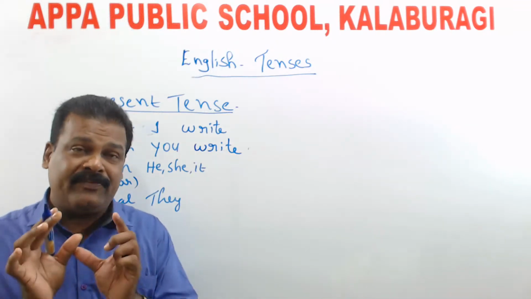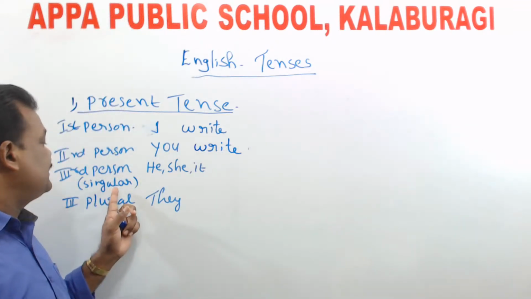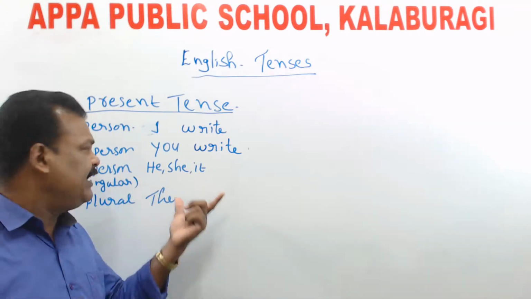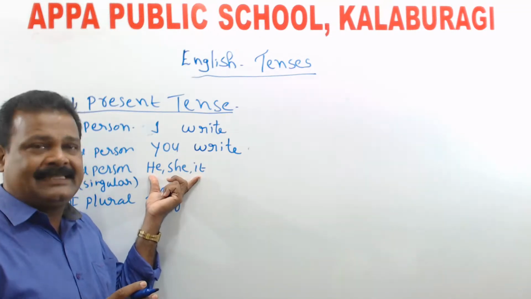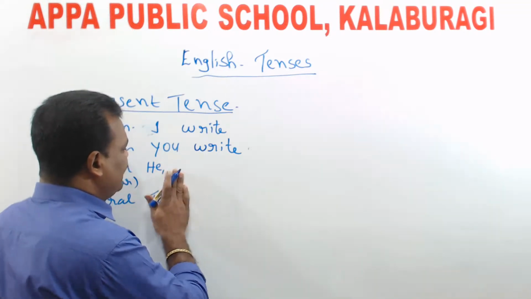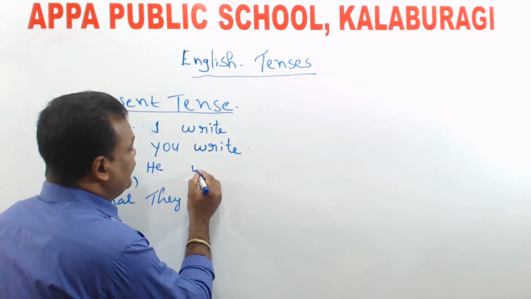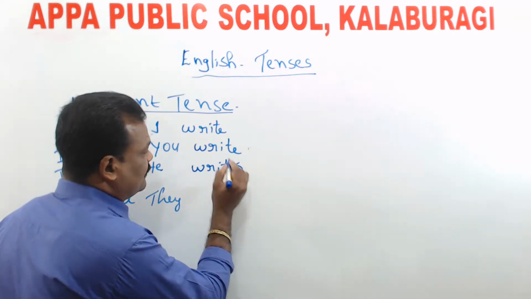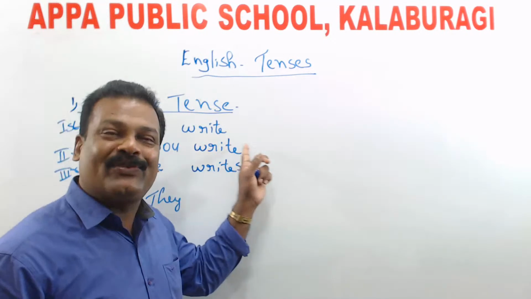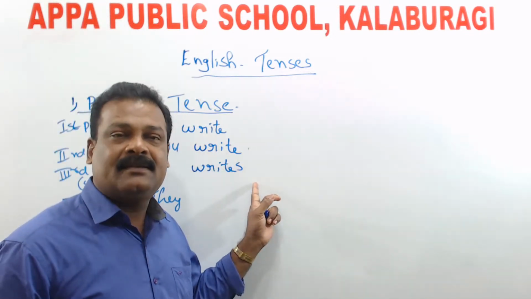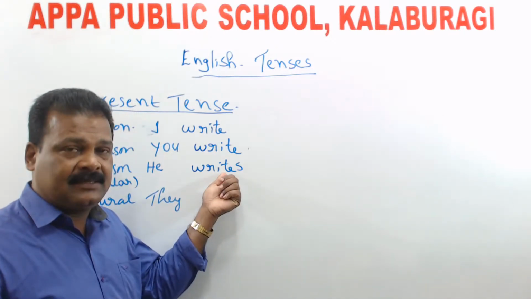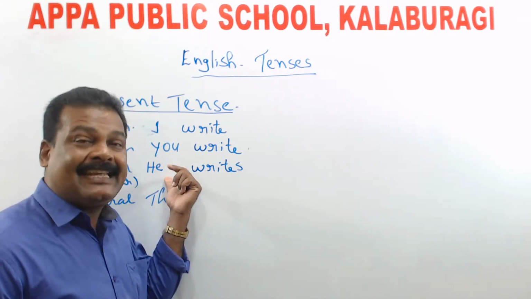Now, third person, you have to be very careful. When third person, singular, what is singular? He, she, it. So when any of these come as a third person, then you write he. So we are writing here only one he. Then it becomes writes. See, your present tense is over. I write, you write, he writes. Always remember, third person singular will be writes. Why? Because it is singular.